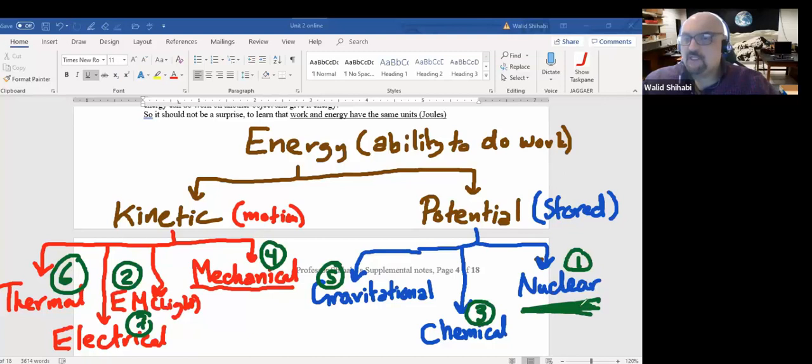So we have the source of energy, which is the sun, and the energy that comes from the sun is turning into all these types of energy.